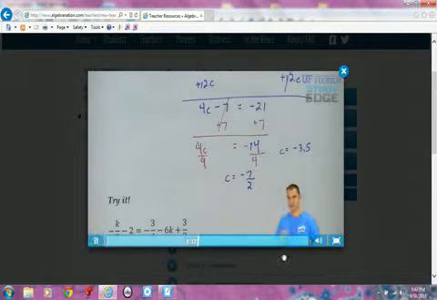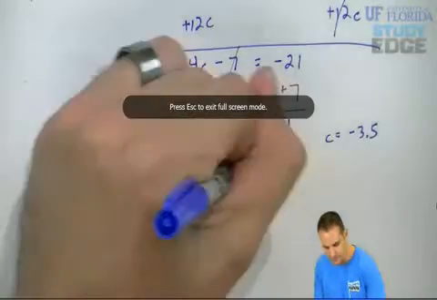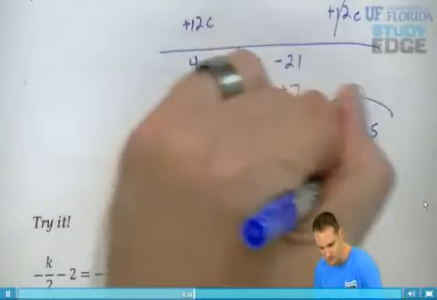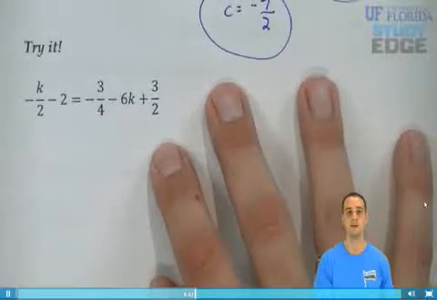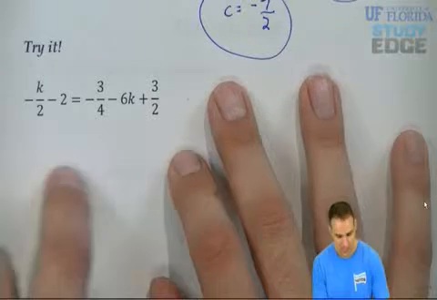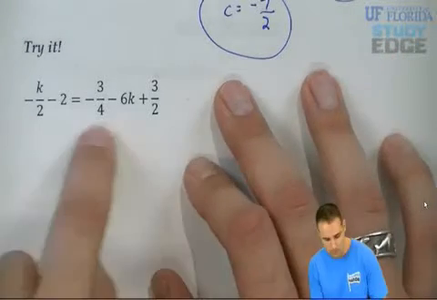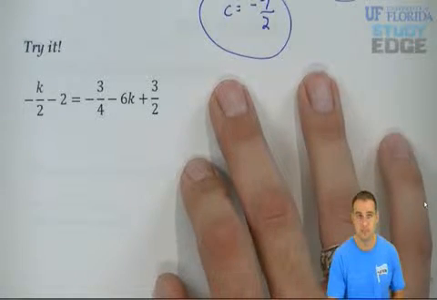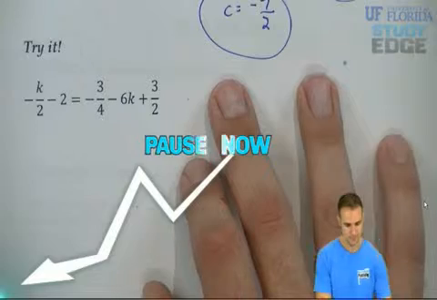Okay. I want you to try this one. So get ready. Pause the video in just a second. I'll circle the answer. That's also the answer. Ready? I'm going to pause the video. Try this. First thing I want you to do is get the lowest common denominator, multiply it all by the lowest common denominator to remove the denominators. Go ahead and pause now.